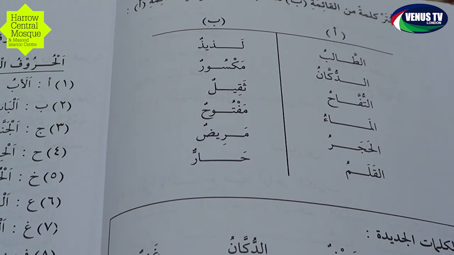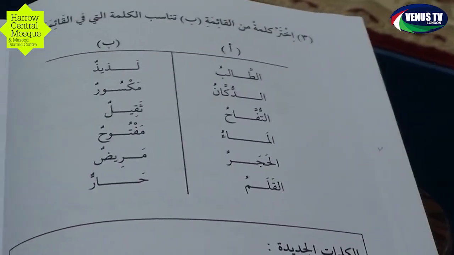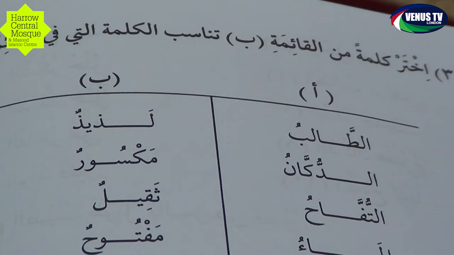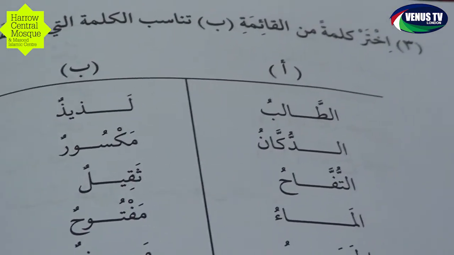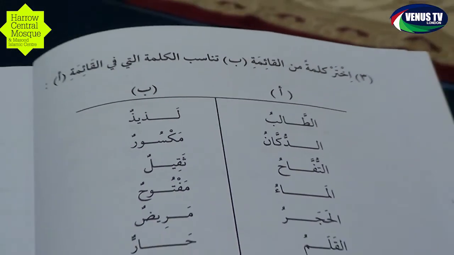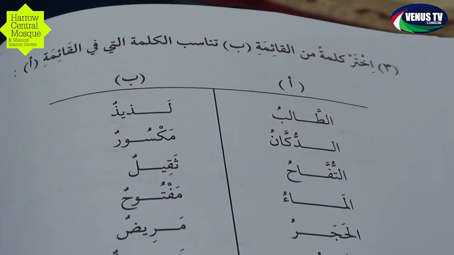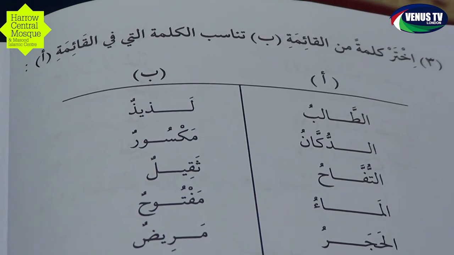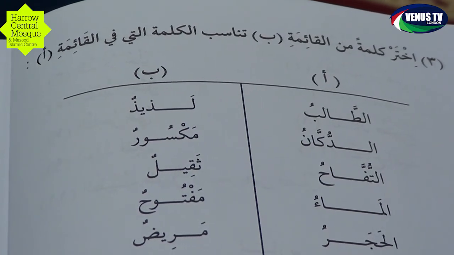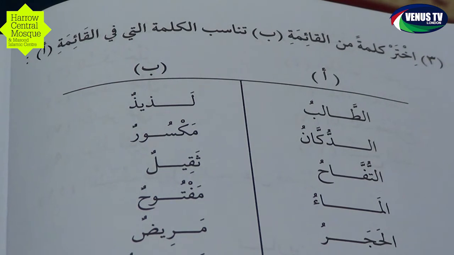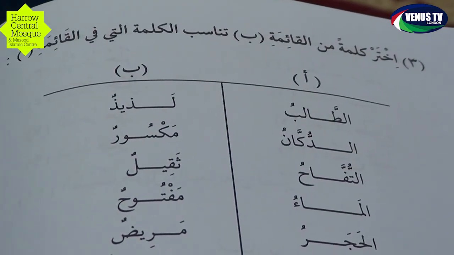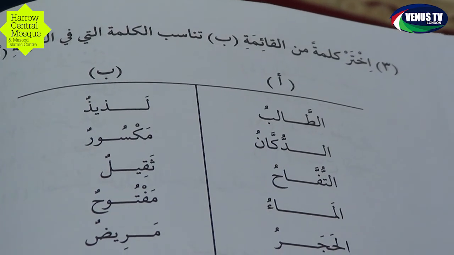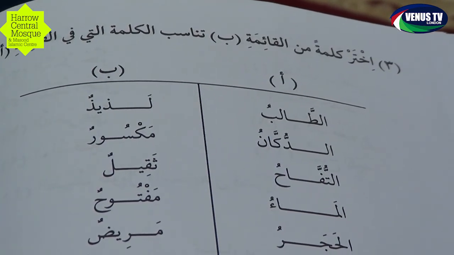So here, number three, ikhtar kalimatan min qa'imatin. Choose a word from table ba which is appropriate to the word in table alif. So: al-talib ladhidh, al-talib maksur, al-talib thaqil, al-talib maftuh, al-talib marid, al-talib harr. You choose from alif to ba, okay, you have to choose what is appropriate.